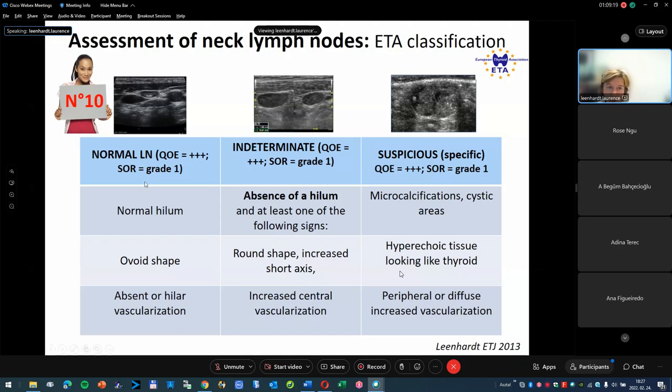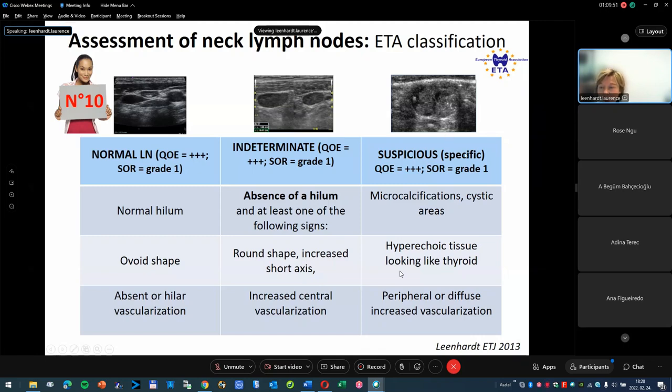The normal one has a normal hilum, an ovoid shape, and the absence of vascularization or hilar vascularization. You can see here normal lymph nodes. In the indeterminate group, the lymph nodes have no hilum and have at least one of the following signs: round shape, increased short axis, and increased central vascularization.